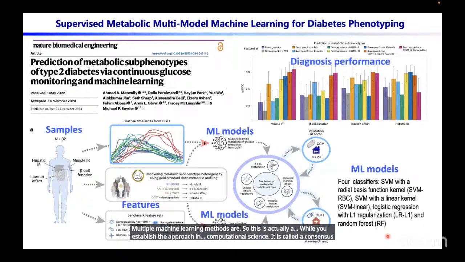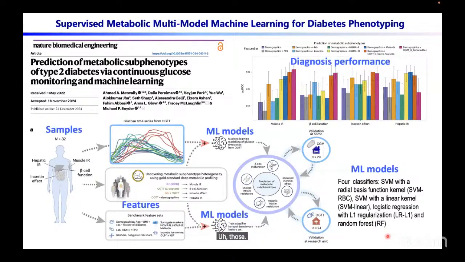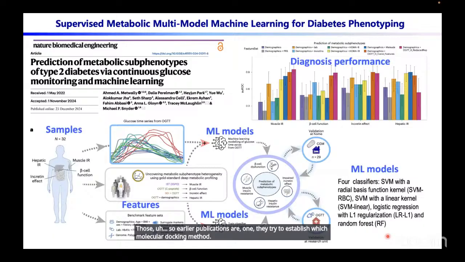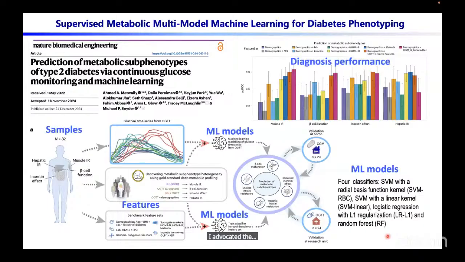So if you have done molecular docking, particularly those earlier publications, when they tried to establish which molecular docking method is better than others, because there are so many molecular docking software programs, you'll notice that some publications actually advocate the employment of consensus modeling.